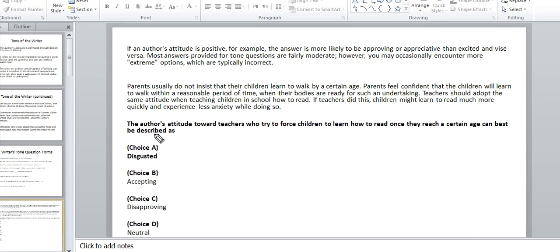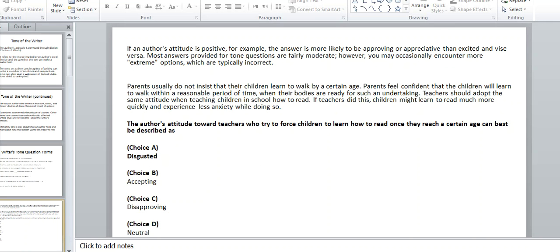The question is, the author's attitude toward teachers who try to force children to learn how to read once they reach a certain age can best be described as disgusted, accepting, disapproving, or neutral. Now here's the thing. Refrain from choosing absolutes or extremes.